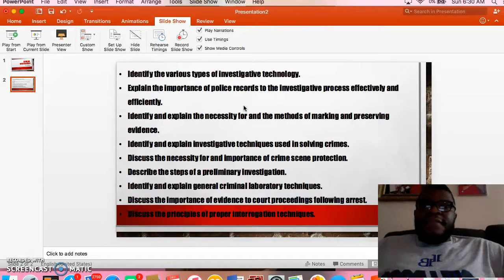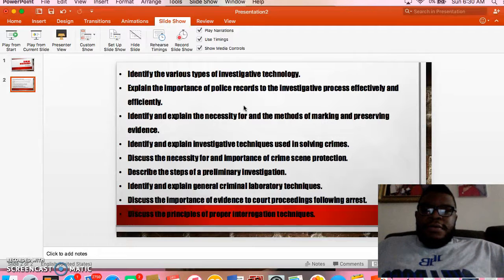We're going to describe the steps of the preliminary investigation. So the preliminary investigation is the investigation where we're going to be getting witness statements, we'll be collecting our evidence. This is also where we're going to be setting up a perimeter as well, okay?